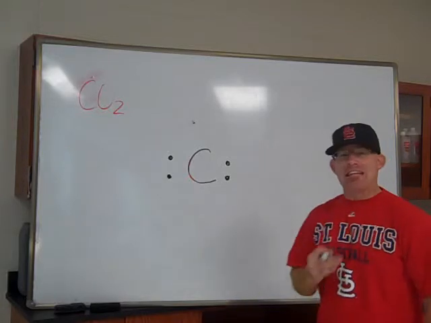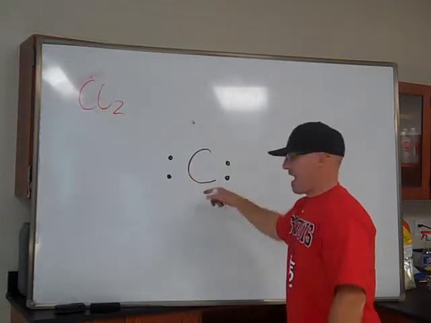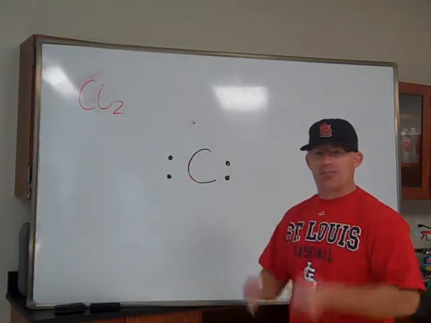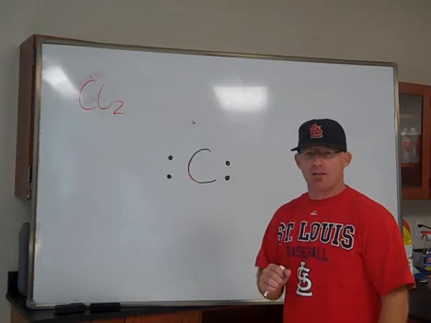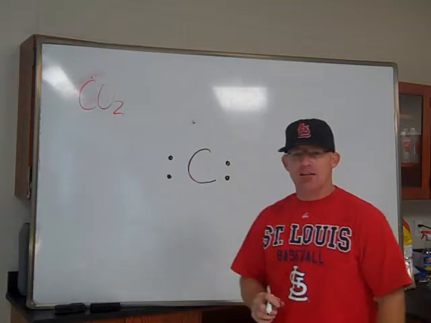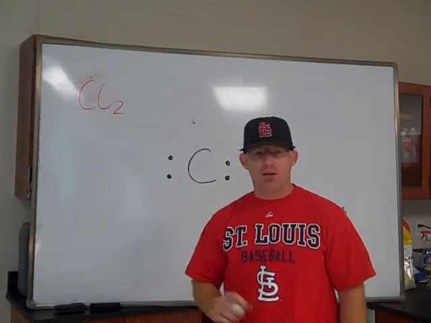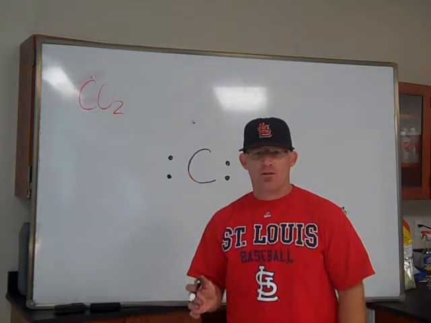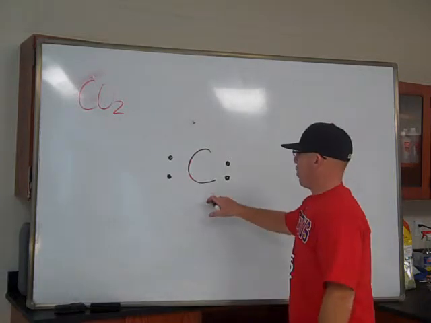How many does it need? So I know what we have. We have 4. How many do I need? I need 4 more to fill my second shell. Now, I didn't draw the 2 electrons on the inside shell because I don't care. They don't help me here. It's full. So carbon needs 4.